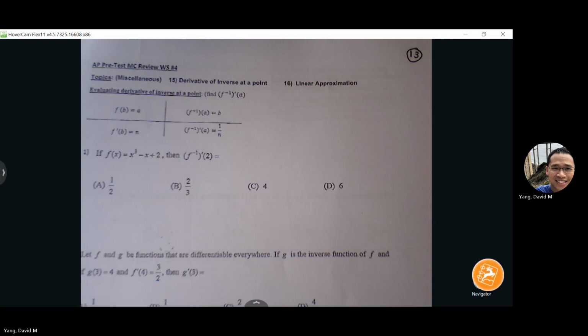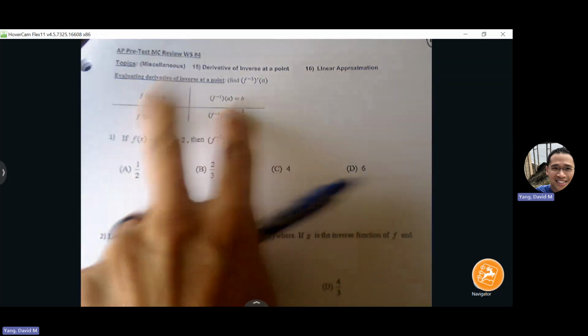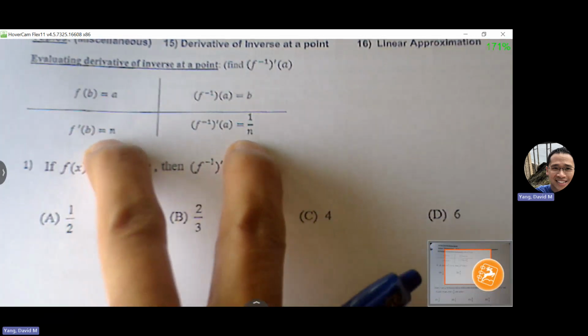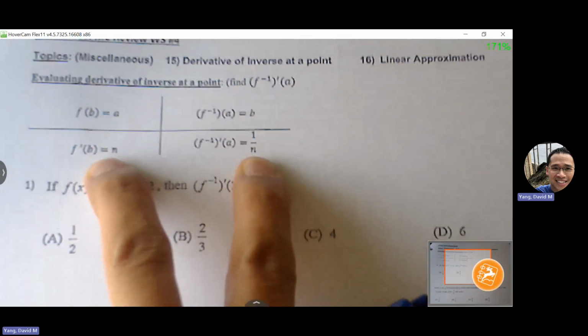So this is one of those derivative of an inverse at a point. Remember that process, kind of going through our chart to fill in appropriate information here. We know that between a function and its inverse, the ordered pairs will always be flip-flopped. And then at their corresponding points, the slopes will be reciprocals of each other.